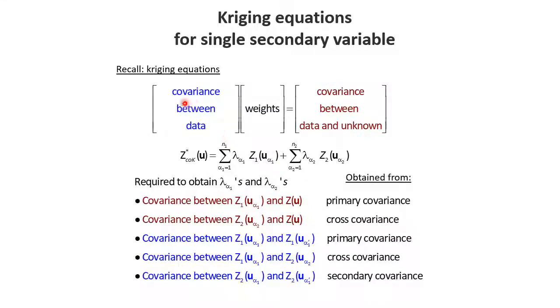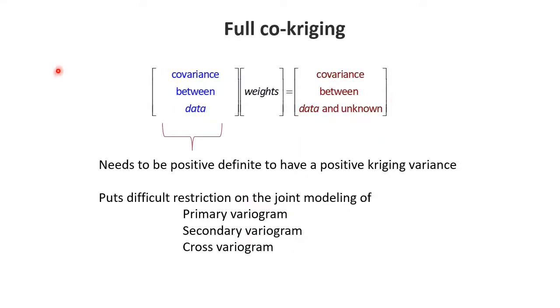So now the system of equations is no longer n times n, but is, if I have here n1 data and n2 data, the system here is n1 plus n2 times n1 plus n2. And this right-hand side has n1 plus n2 size of the vector. So that is called the full co-kriging. And the full co-kriging is difficult to do in reality.